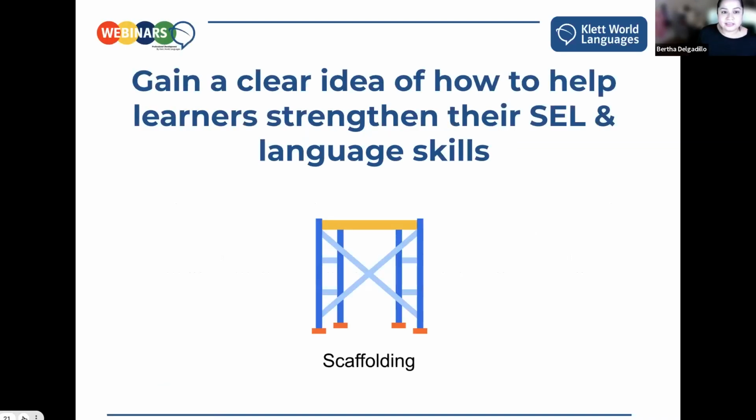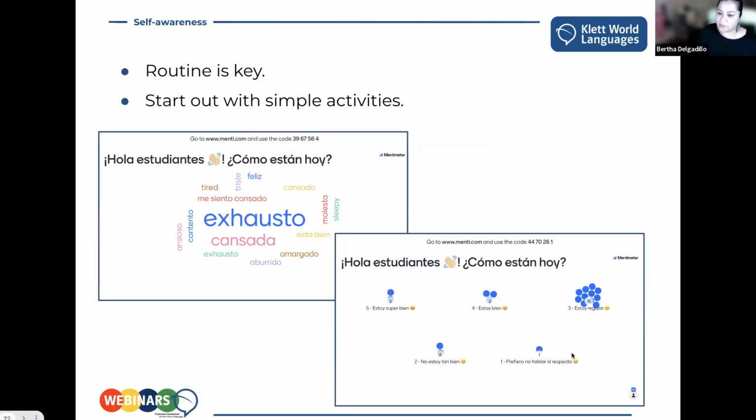So let's talk about how we gain a clear idea of how to help students strengthen their social emotional learning and language skills. We have already seen some examples, but I want to share more because I know this is what you want, an example that you can use as early as tomorrow. So I use this platform. It's called Mentimeter. You might have used it already.